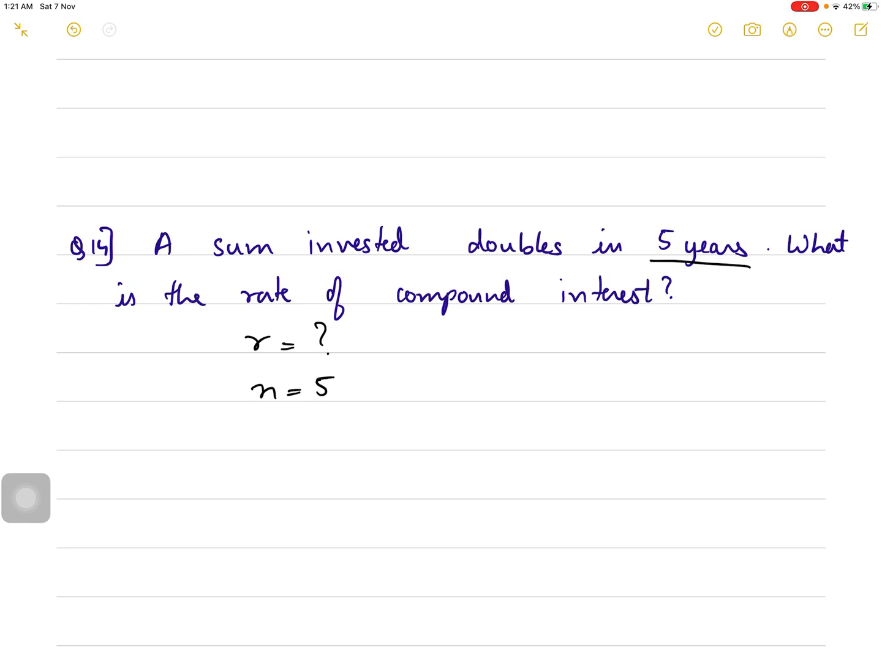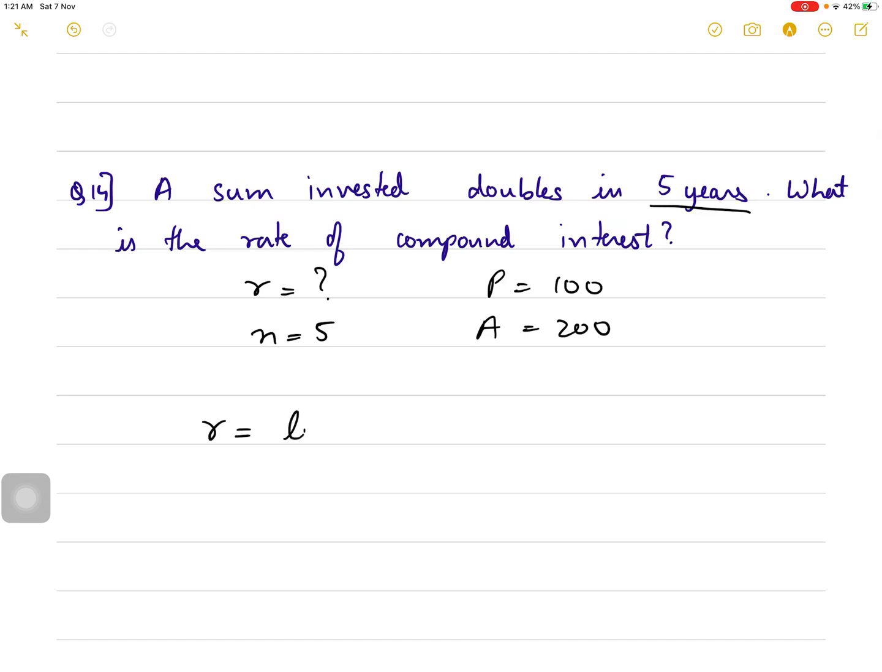The amount is not given. The sum is not given. But they have given that it doubles. So let P be 100, then A is equal to 200. Correct. Now, what is the formula of R?